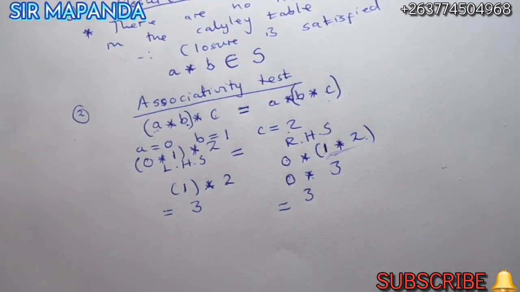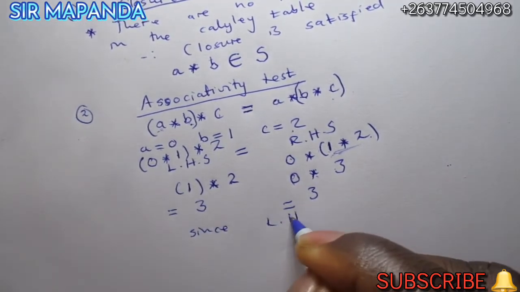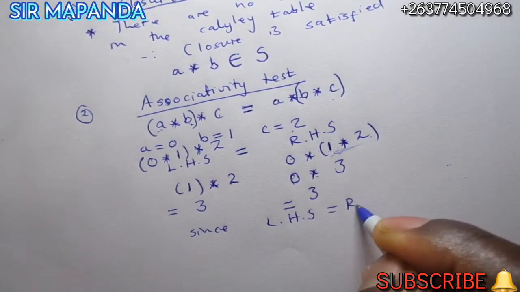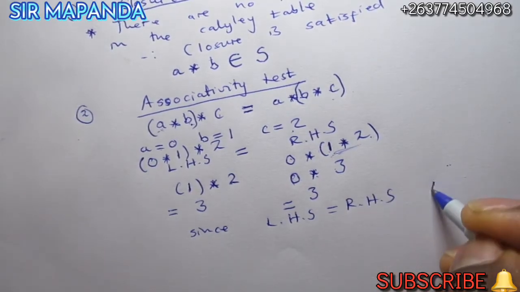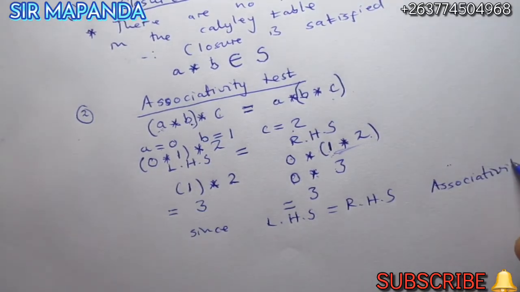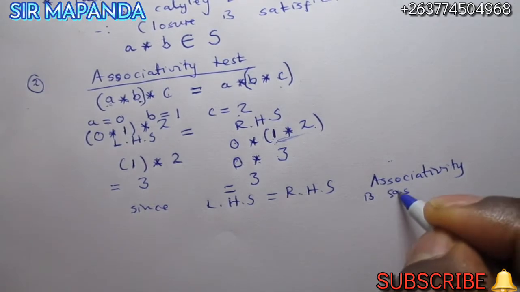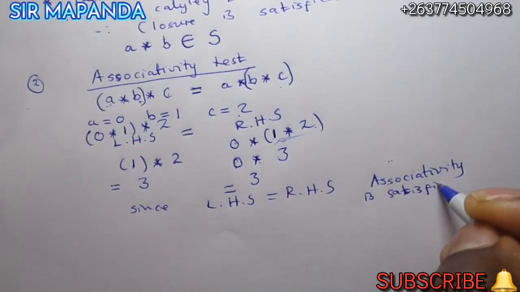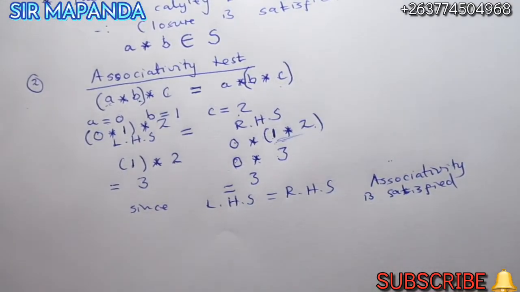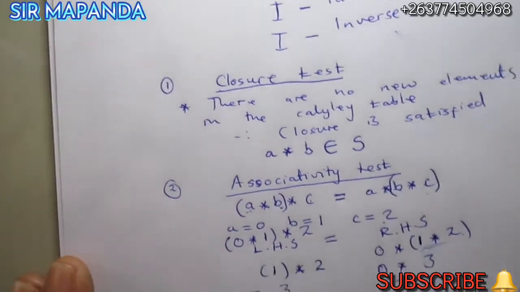Therefore, associativity is satisfied. So you write the conclusion. Since our left hand side is equal to the right hand side, associativity is satisfied. Then you are home and dry. I hope you are following. Now, moving on to the third axiom.